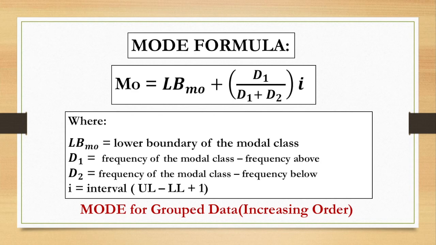LBMO is the lower boundary of the modal class. D1 is the frequency of the modal class minus the frequency above. D2 is the frequency of the modal class minus the frequency below. And I is your interval, or upper limit minus lower limit plus 1. The D1 and the D2 are for increasing order, but if the given data is arranged in decreasing order, you have to switch D1 and D2.